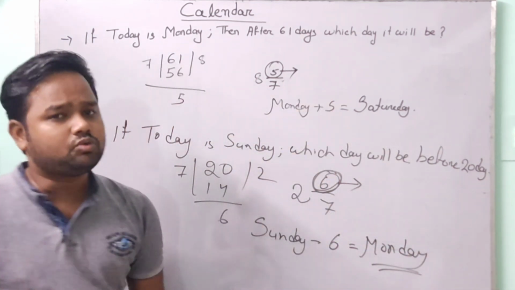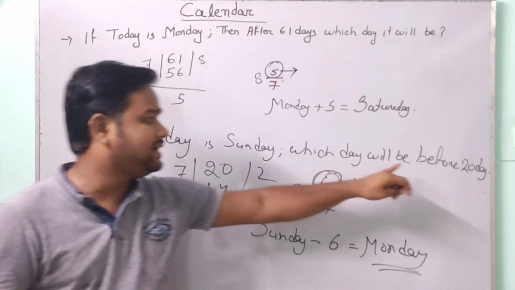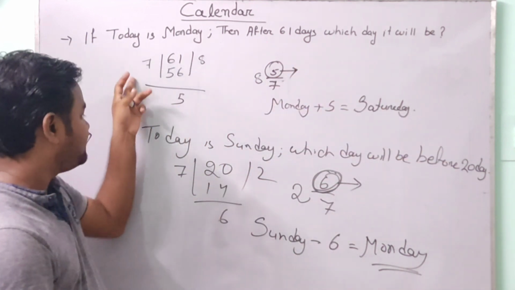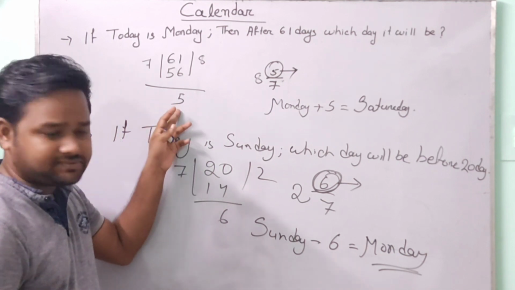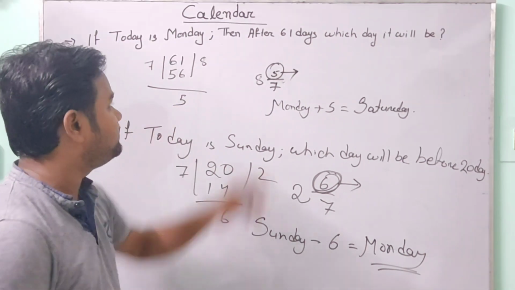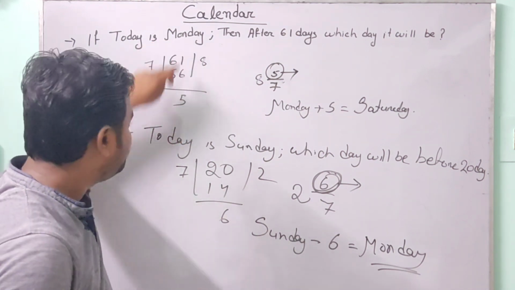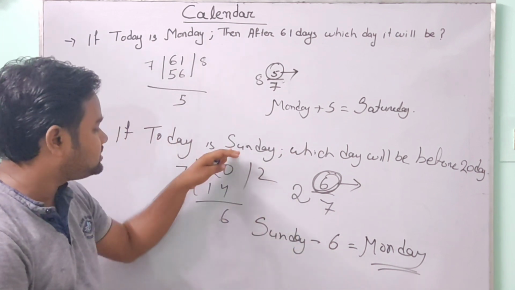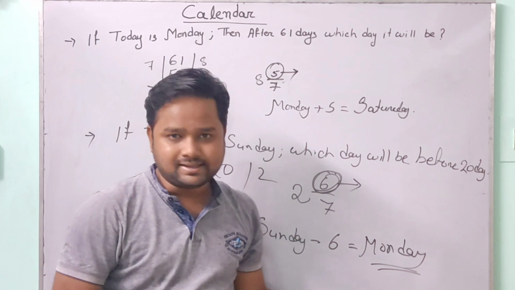In such a type of question we have to do it like this. First, we take the number of days given. It is 61 here and 20 there. We divide by 7 each time and find the remainder. Here the remainder is 5, there it is 6. If the question says after, I have to add this 5 to Monday. If it is before, I have to subtract the remainder from Sunday. After that I can get the answers.